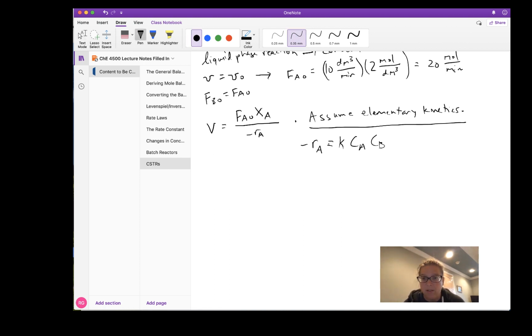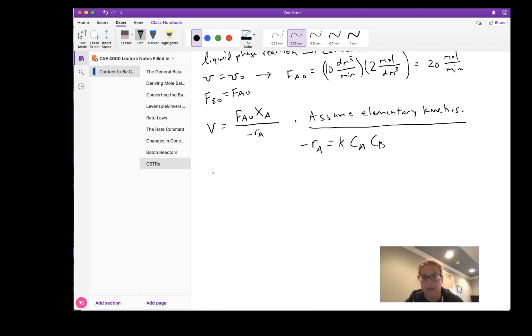Okay, so now I have an expression for the rate law. I have my mole balance here, but I'm stuck at the same point where I usually get stuck: my mole balance is in terms of conversion and my rate law is in terms of concentration, and I can't combine the two variables, so I have to write my concentrations in terms of conversion.